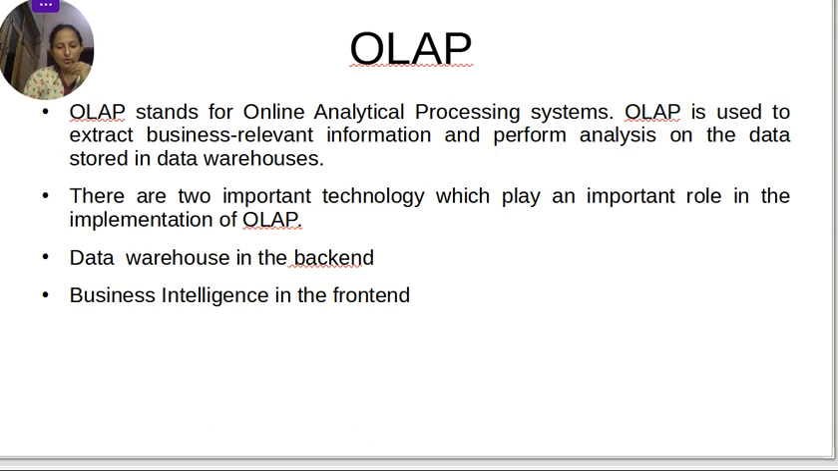With millions of rows and millions of users, data warehouse and business intelligence are really important. So there is an important technique, OLAP, online analytical processing, which is used to extract business relevant information and perform analysis on data stored in a data warehouse. There are two important technologies which play an important role in the implementation of online analytical processing, which are data warehouse in the backend and business intelligence in the front end. So first we are considering what is a data warehouse.